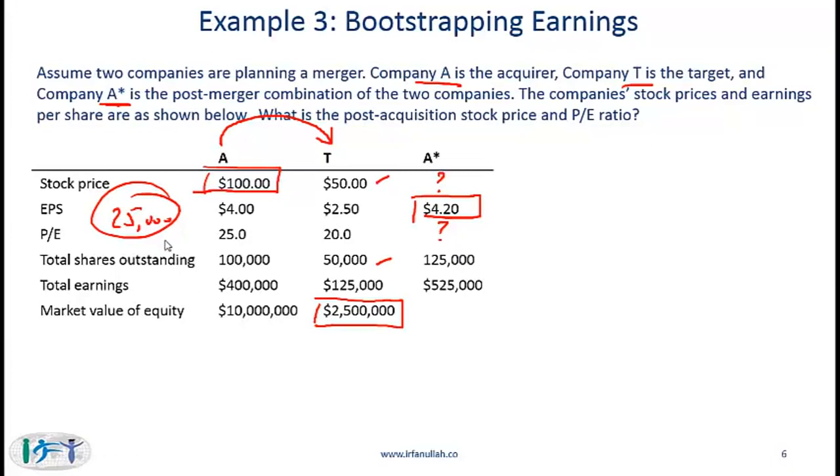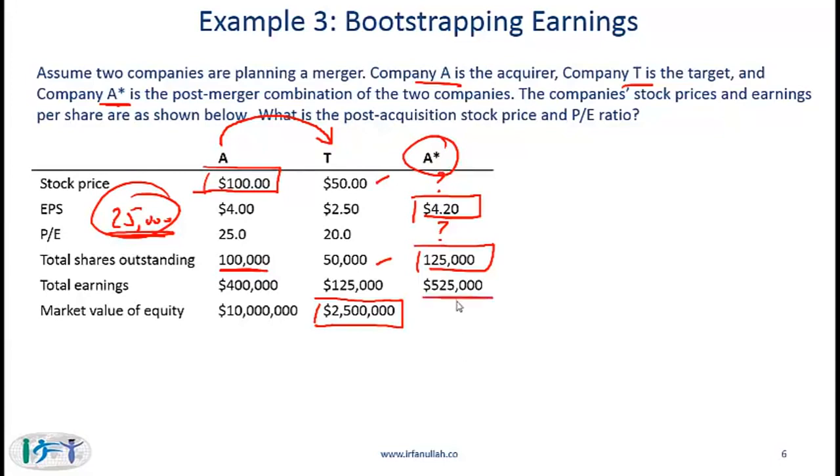So this many new shares are issued, which means that in the new company now, this is the post-acquisition company, the number of shares goes up from 100,000 to 125,000. Now company T ceases to exist.